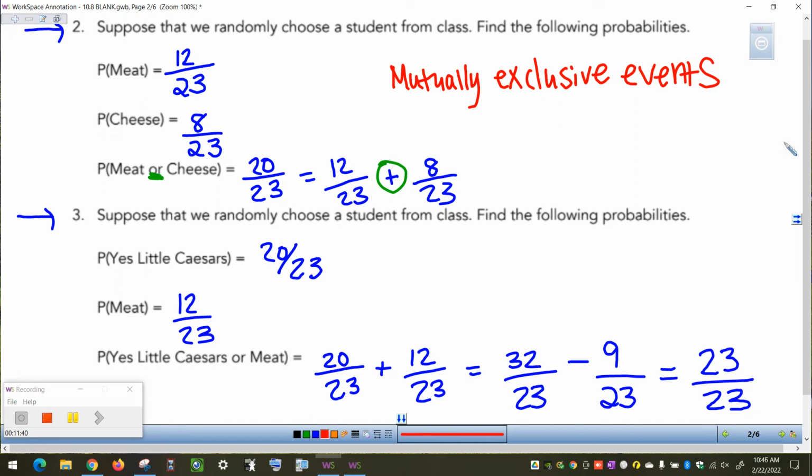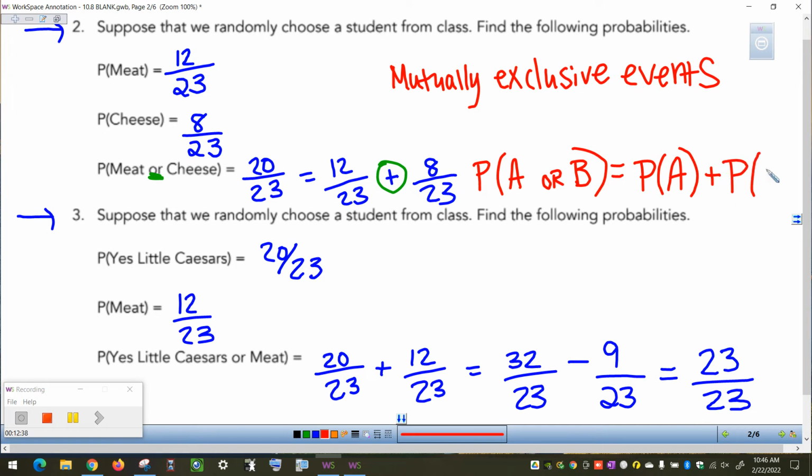And when the events are mutually exclusive, this basic addition rule works just fine. So if I want to find the probability of meat or cheese, and I know that there's no possibility for anybody to be double counted, there's no overlap, we're just simply going to add their separate probabilities together. So we're going to write off to the side here the formula that we're using if they are mutually exclusive, which is that same little formula that we saw on Friday. So the probability of event A or event B is simply taking the probability of A and adding that to the probability of B.